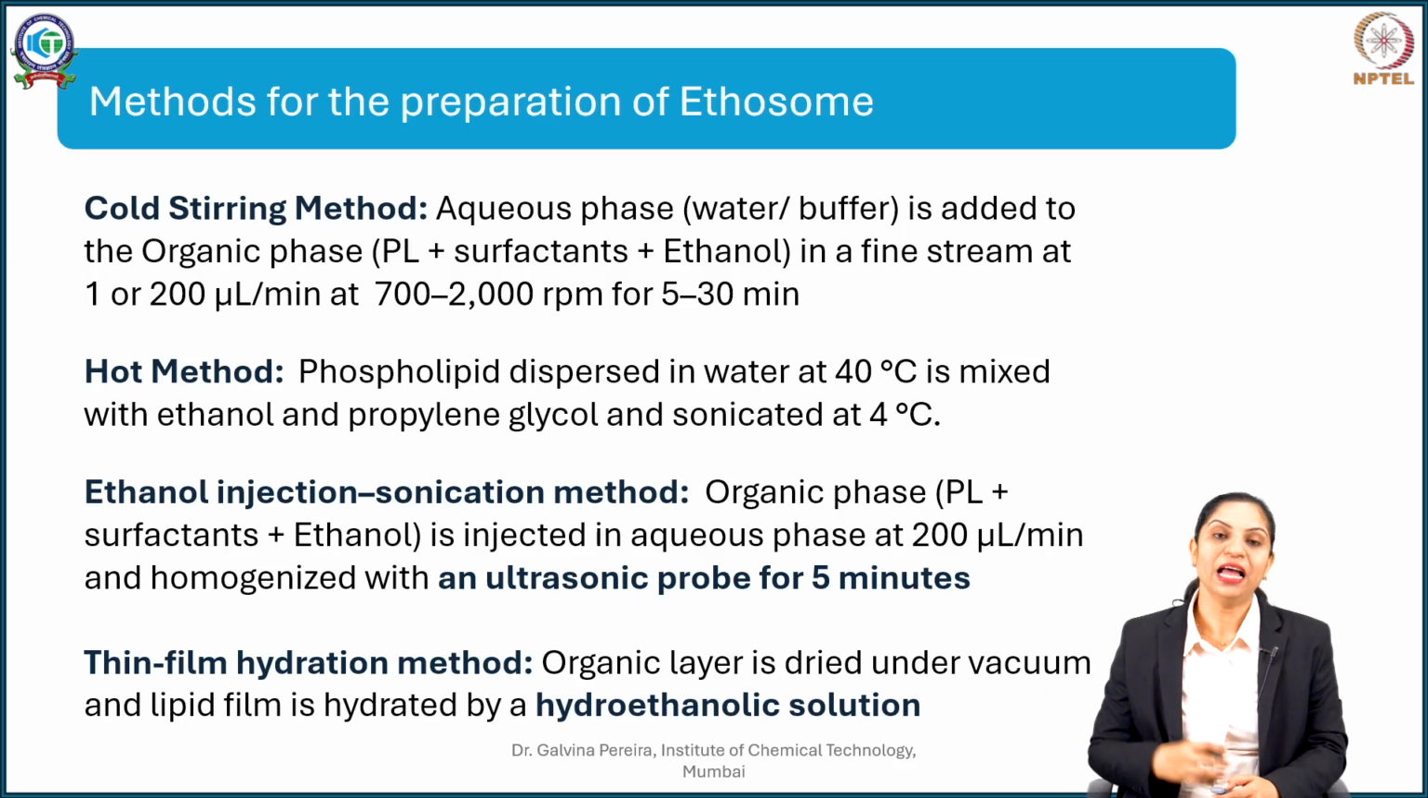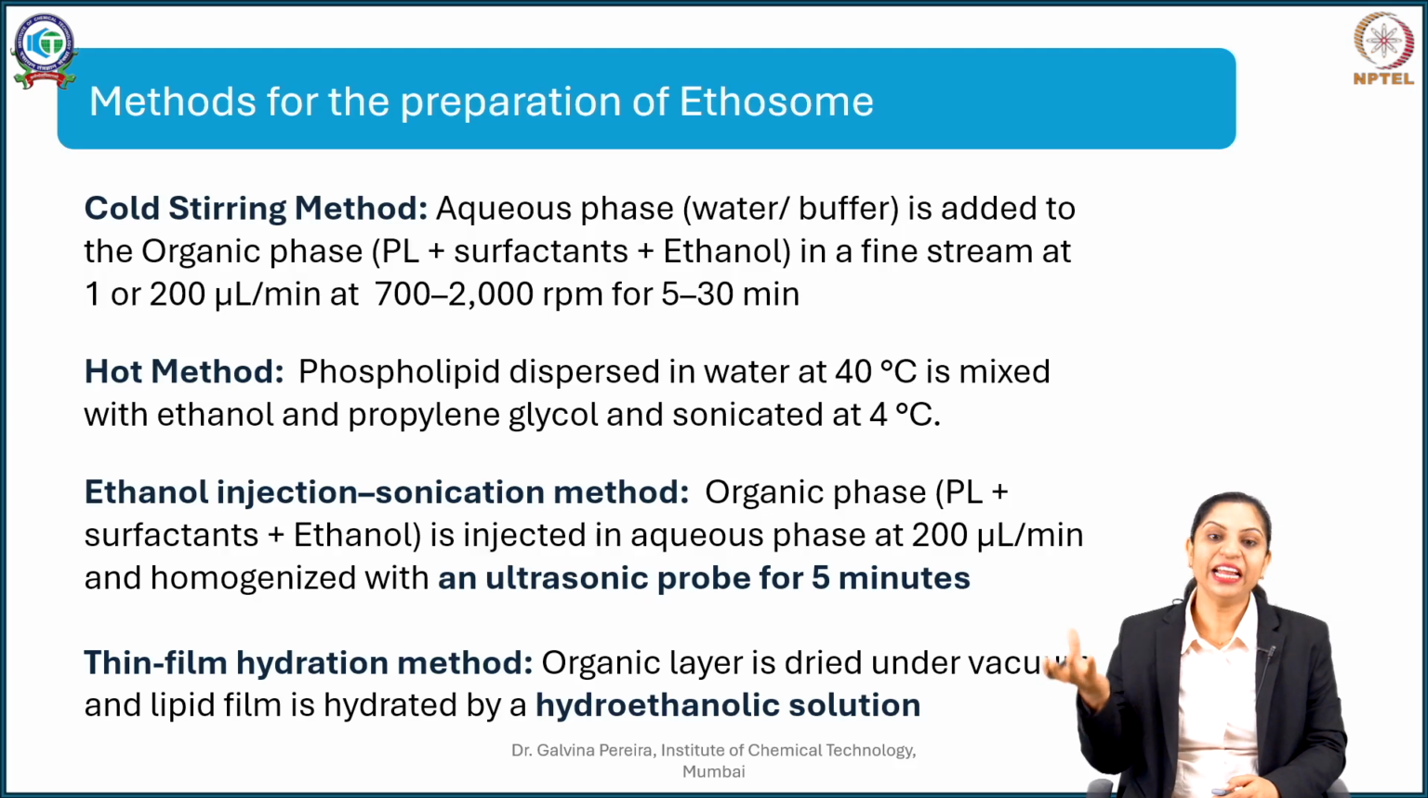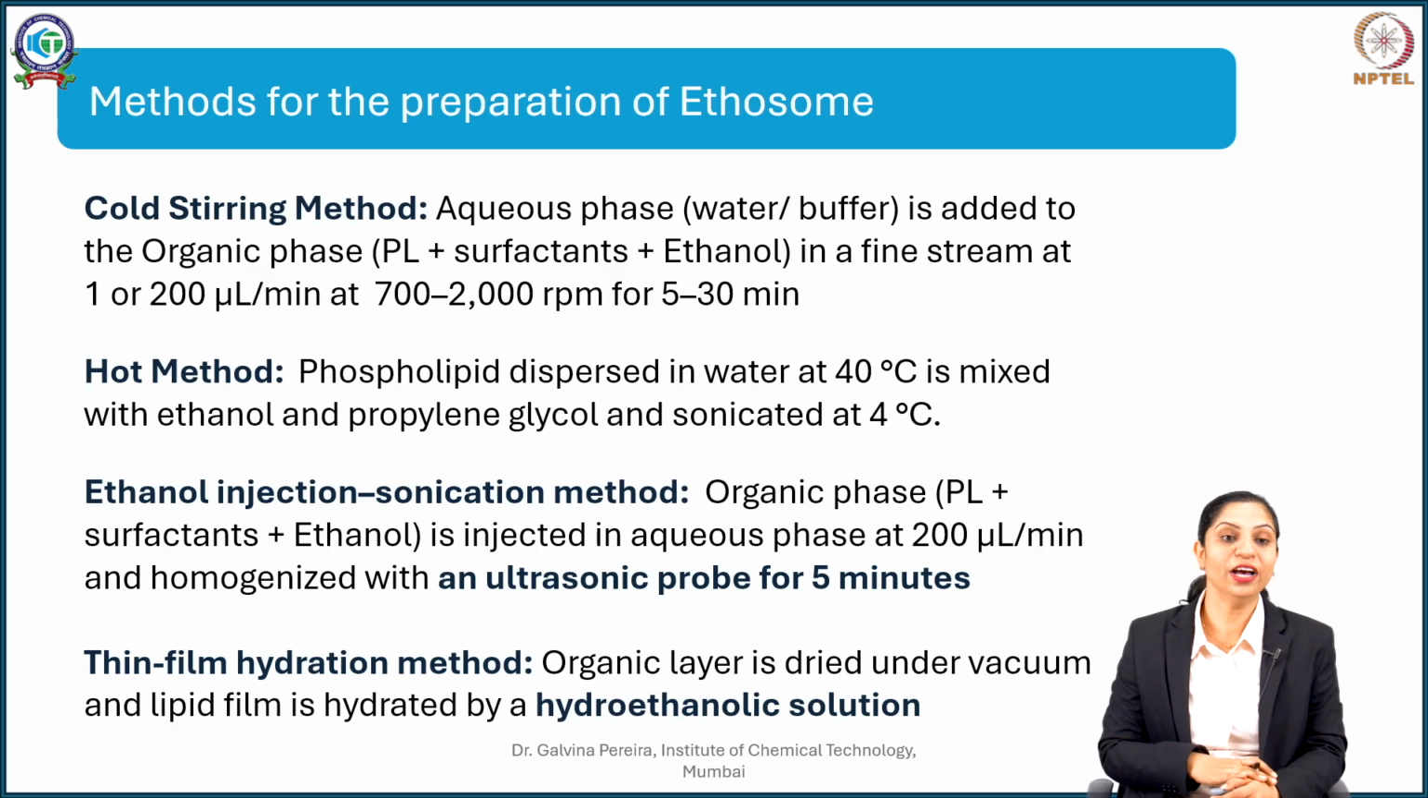As opposed to that, there is a second method which is called the hot method, in which the phospholipids, instead of dispersing in organic phase, are heated in water phase at 40 degrees Celsius. This phospholipid dispersion in water is then mixed with ethanol or propylene glycol or a mixture of both and sonicated vigorously. During the sonication process, this phospholipid layer breaks and the ethanol and propylene glycol enter in, and you get a particulate formation which is called your ethosomes.